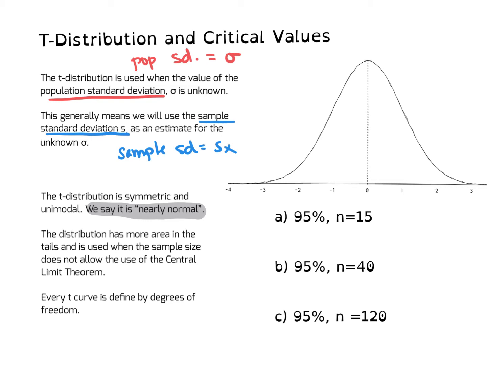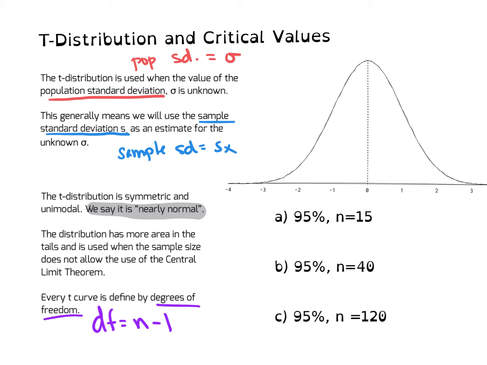The following thing is that every t-distribution is defined by what we call degrees of freedom. These degrees of freedom, which we will refer to as df, are equal to the sample size n minus 1. What degrees of freedom really mean is this: as your degrees of freedom increase, you start to know more and more about the population because you have more and more of the sample.